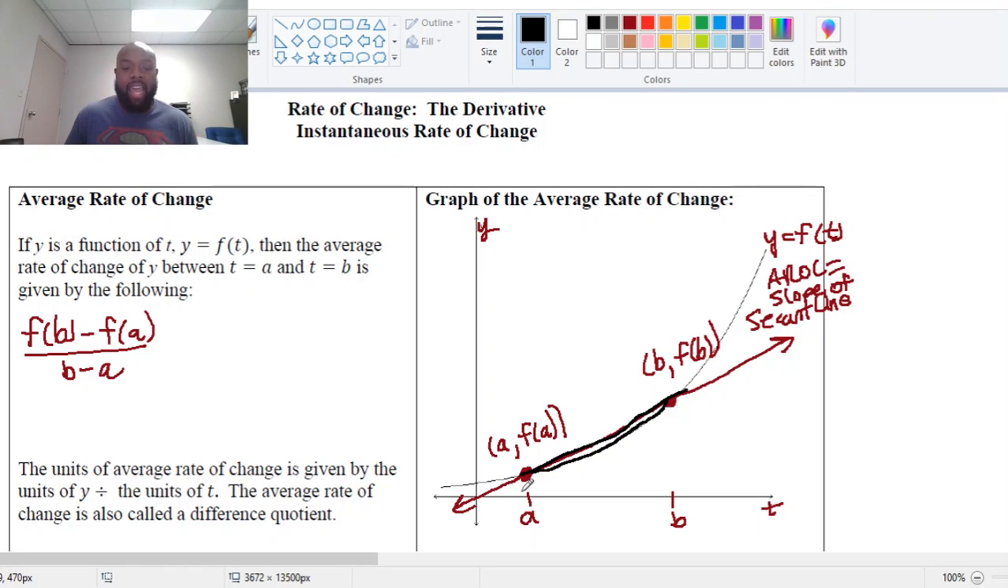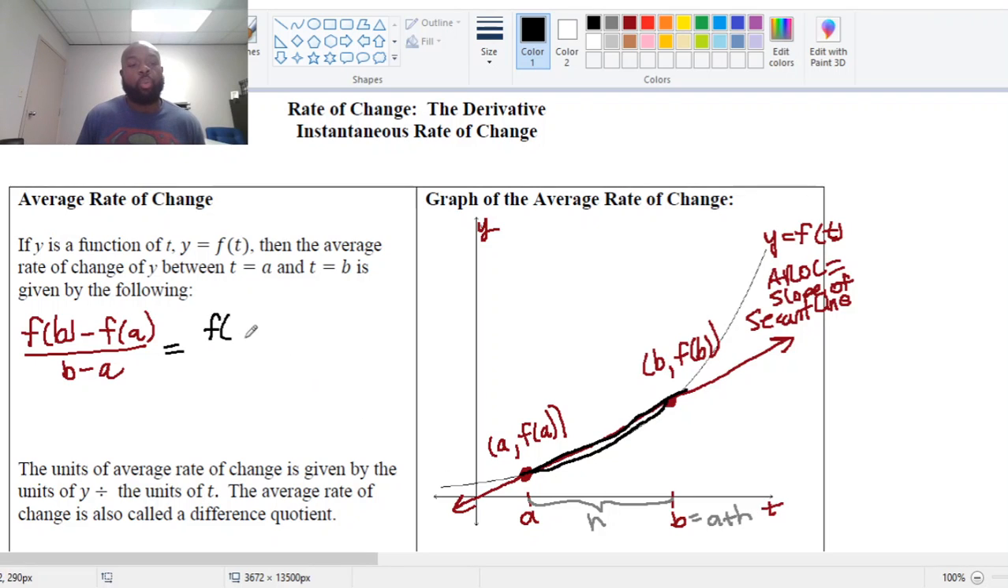Now, this is a here, and over here to the right of a is b. And so let's say that a and b are, I'm going to make up another variable, I'm going to call it h, h units apart. So if a is here, and I know that this distance from a to b is h units, then b is the same thing as a plus h. And so sometimes you'll see your difference quotient written where b is not written as b, but it's given in terms of a as a plus h.